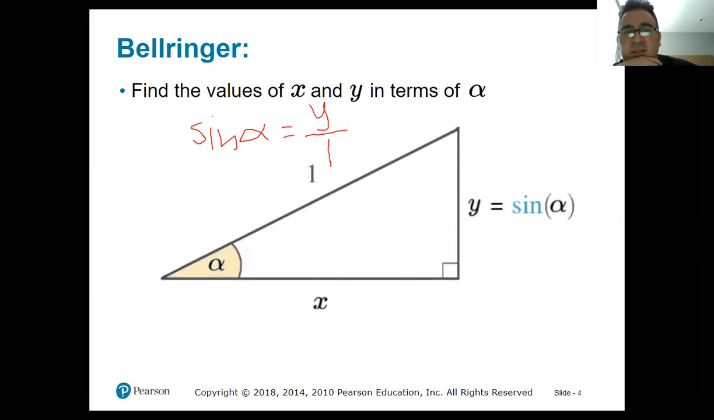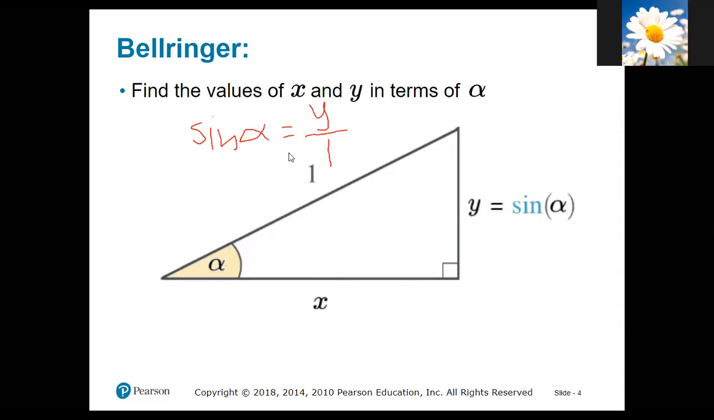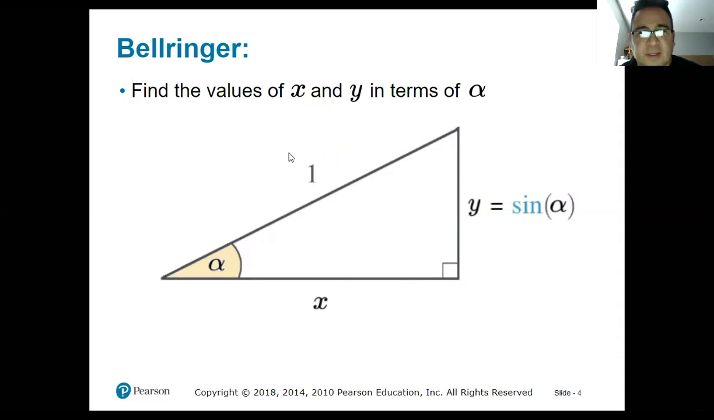So Y equals sine of alpha. Everybody okay with that? Yes. Okay. So what is X going to equal? Cosine of alpha. Good job. Don't know who that was, but good job.